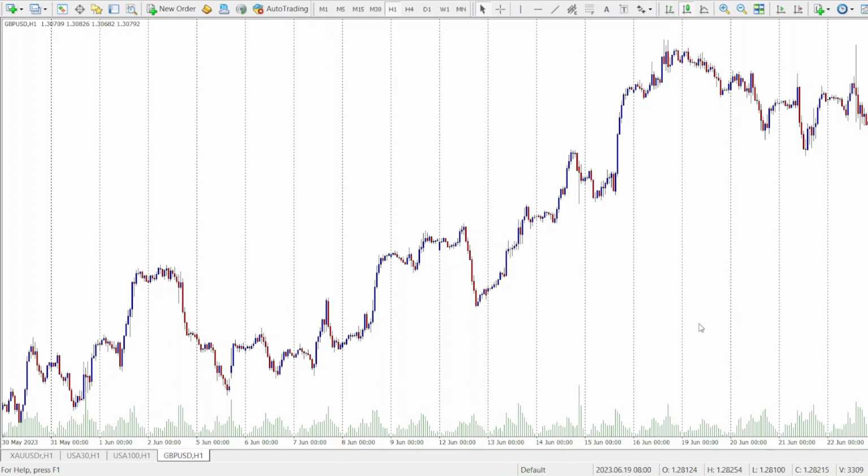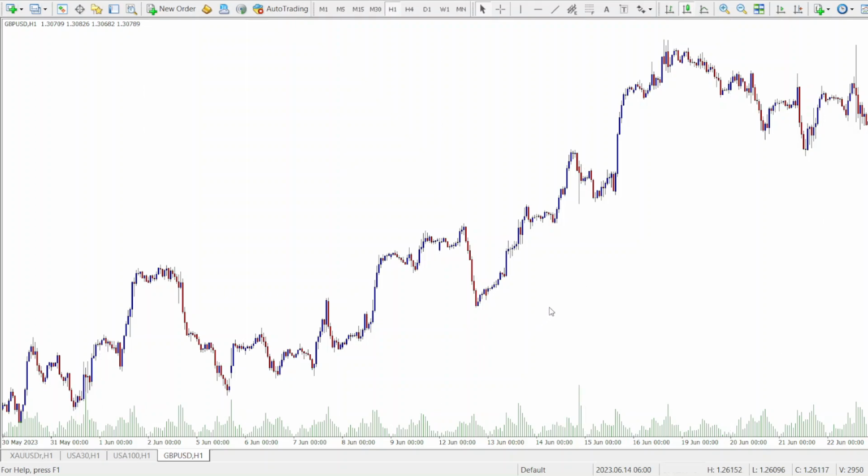In this particular video we are going to be discussing the bat pattern. I'm going to be explaining how to spot the bat pattern with ease, right? So first of all, the bat pattern is a type of harmonic pattern made up of 5 points.